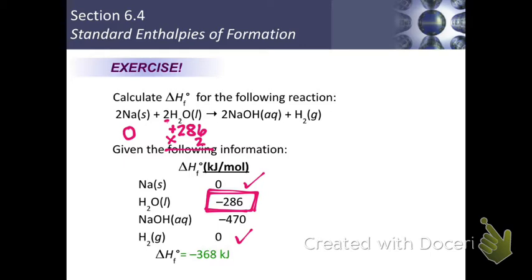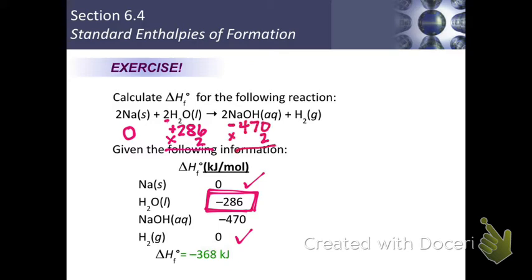Now let's look over to NaOH. Okay, remember you sort it by their first element. So you're going to look under sodium. NaOH as an aqueous is negative 470. And I keep forgetting I put it on the slide. Is it a product in this case? Right, so we can keep the sign, but what do we need to do?